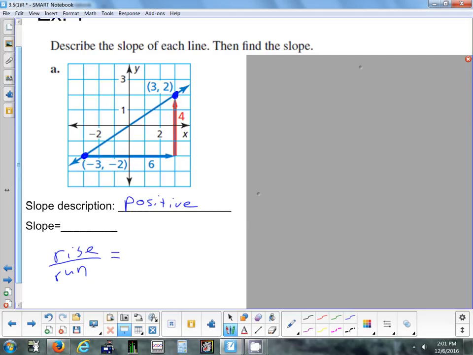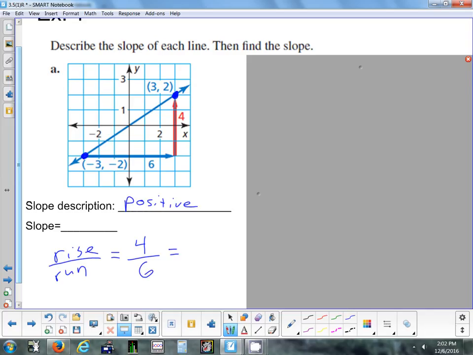4. Yeah. You have to go up 4, right? You can just count 1, 2, 3, 4. Yeah, I would do the rise first, guys. Don't do the run first. This is the order it goes. We're going to do the rise first. And what about the run? How far left to right? 6.